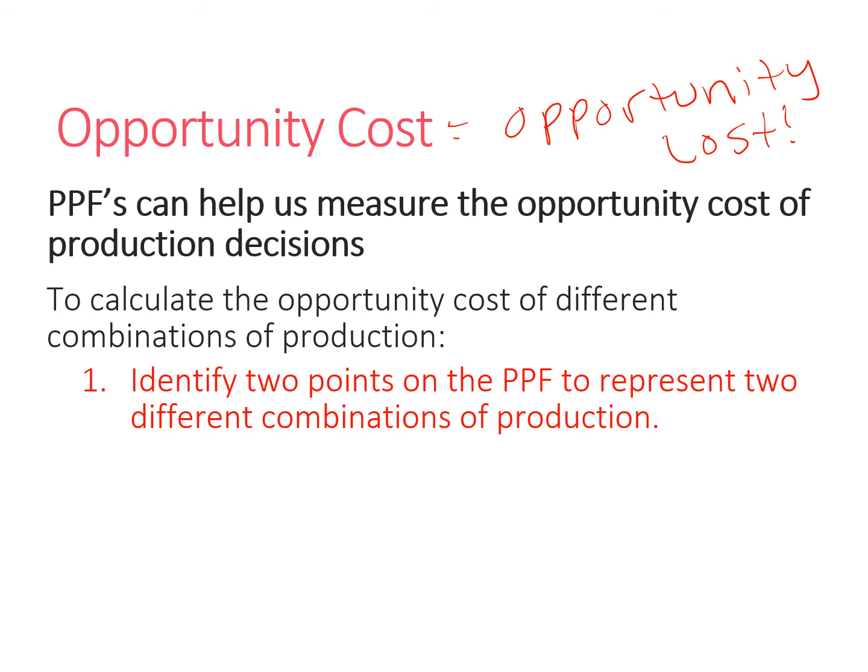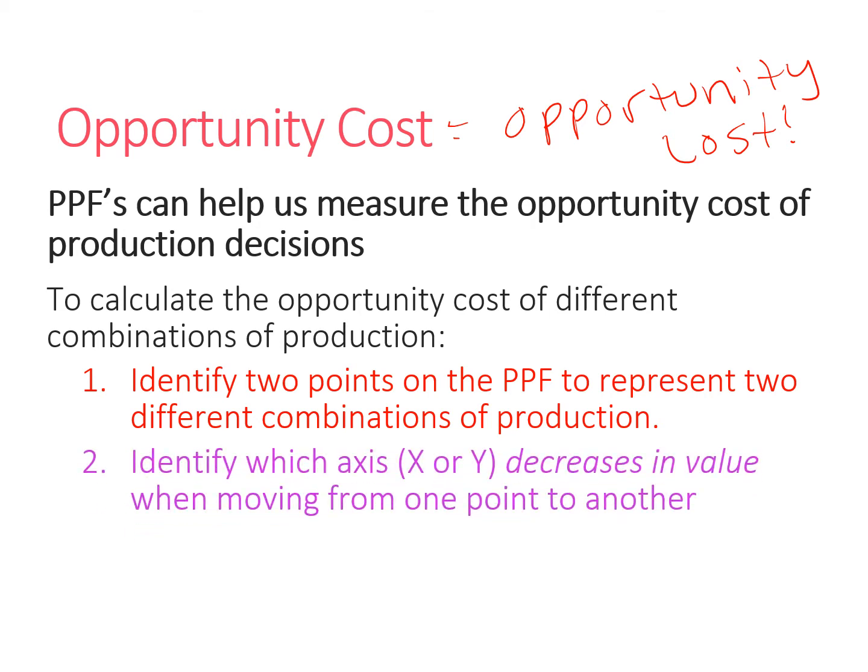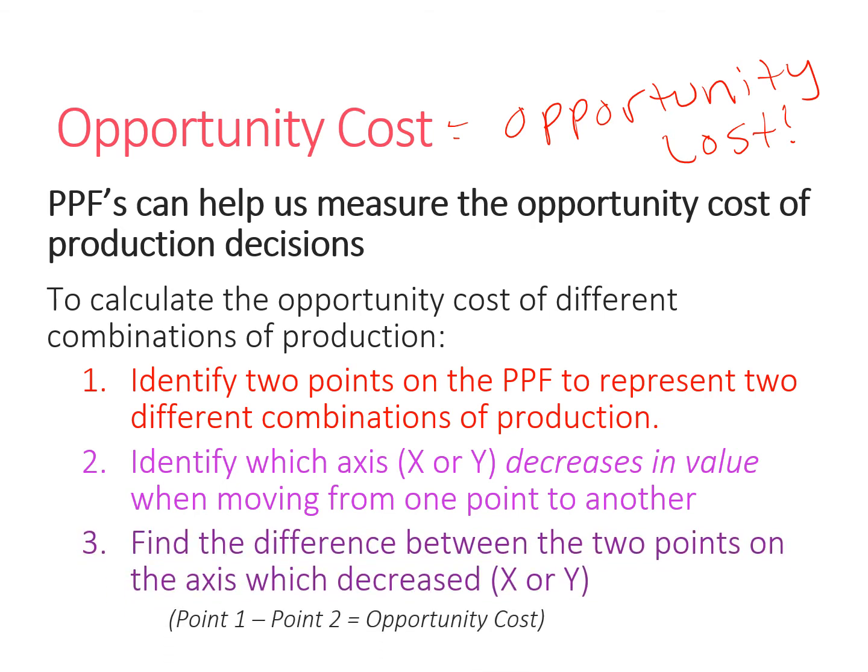The way we do that is first we're going to identify 2 points on the production possibility frontier to represent 2 different combinations of production. Next, we're going to identify when we move from one point to the next, which axis, the x-axis or the y-axis, decreases in value, okay? Now, the last thing we want to do is just find the difference between the 2 points on the axis that decreased, whether it was the x or the y. So we take the starting point minus the finishing point, and that tells us the opportunity cost. Okay, now if that was confusing, let's check out an example on the next slide.